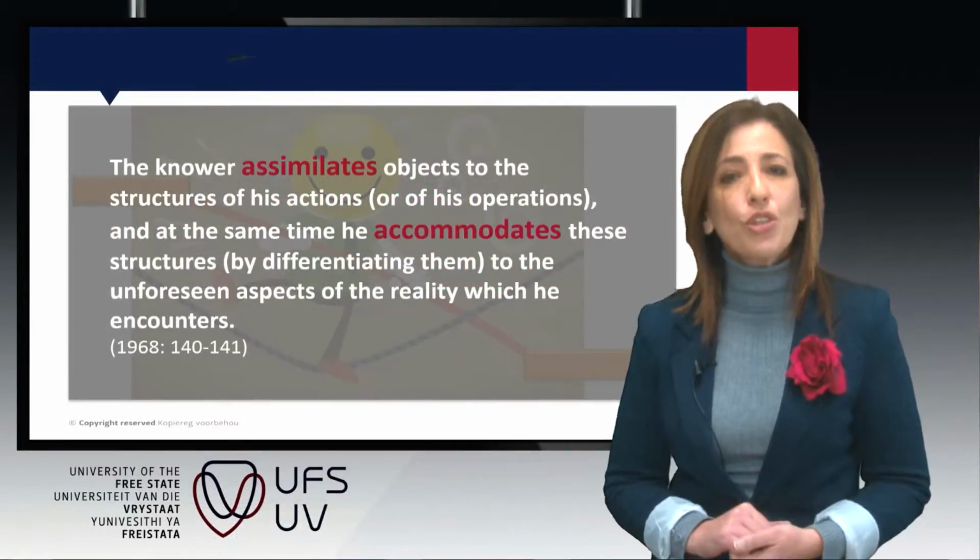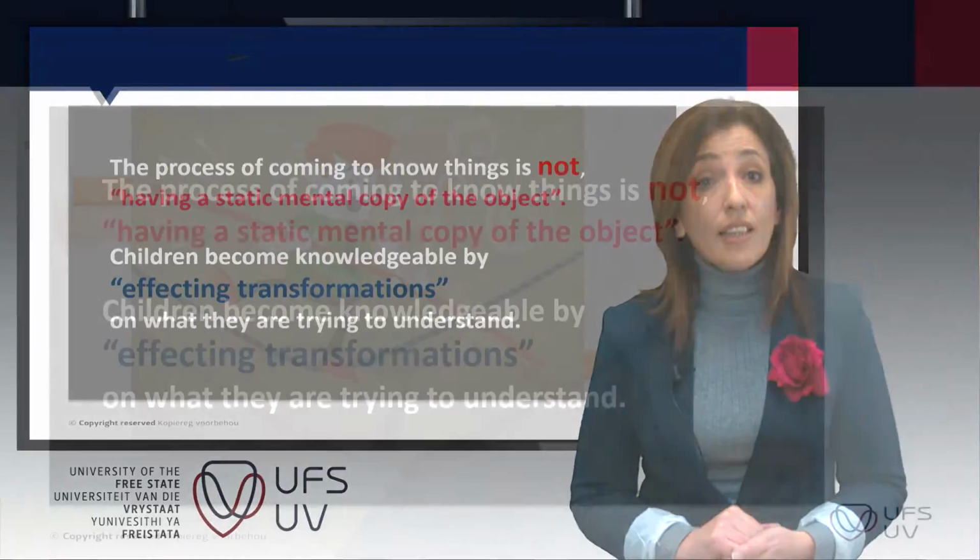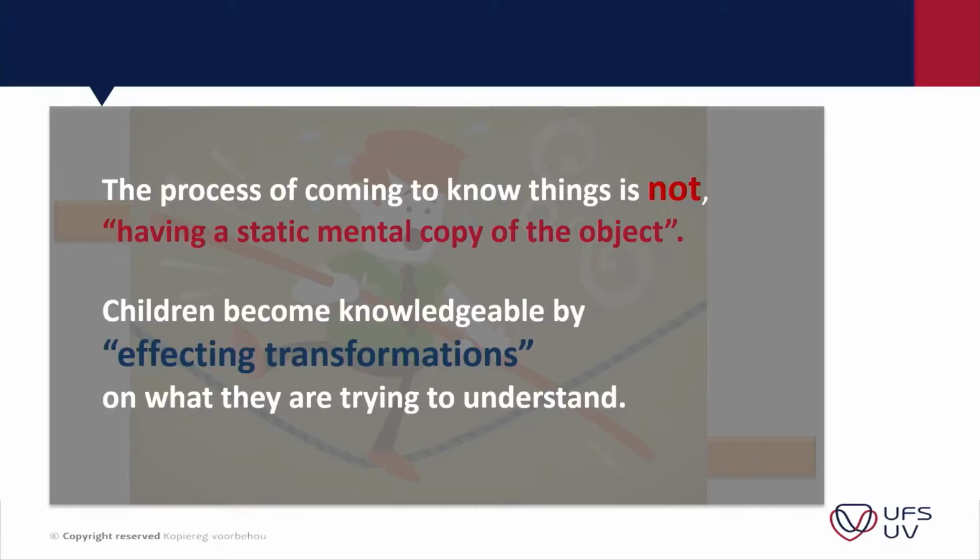The process of coming to know things is not, in Piaget's words, having a static mental copy of the object. Children become knowledgeable by effecting transformations on what they are trying to understand, and by doing so, reaching some understanding of the mechanisms of these transformations.